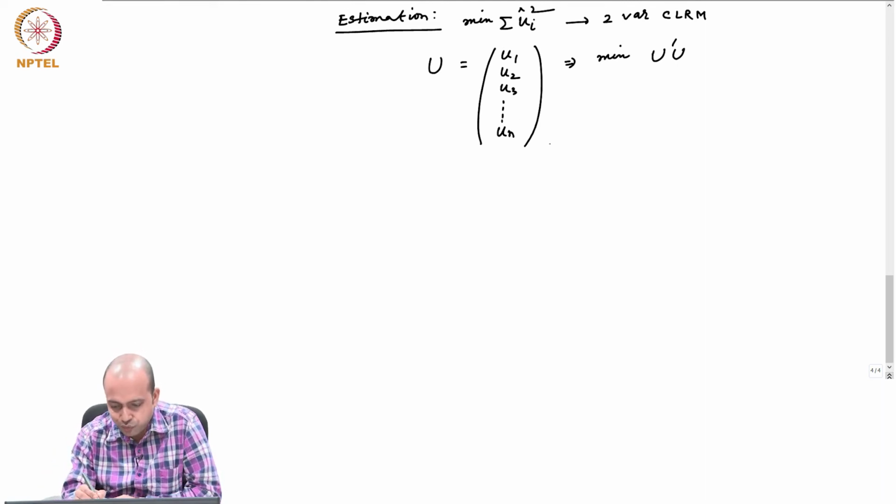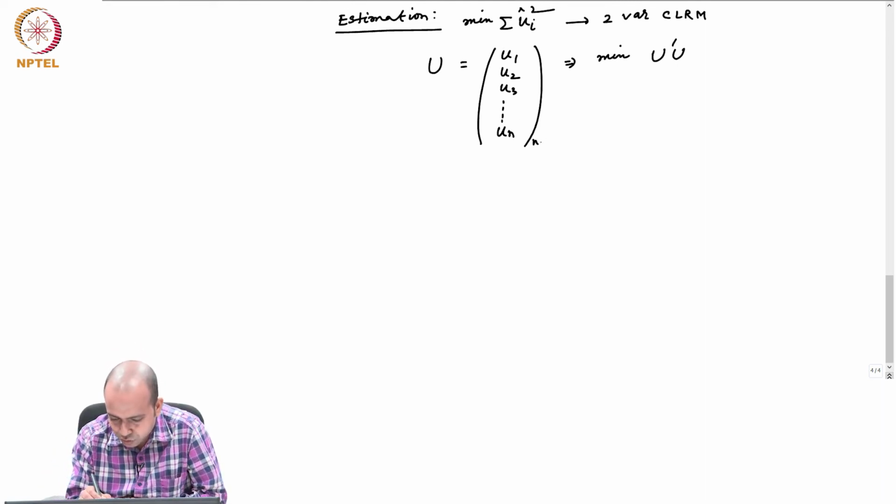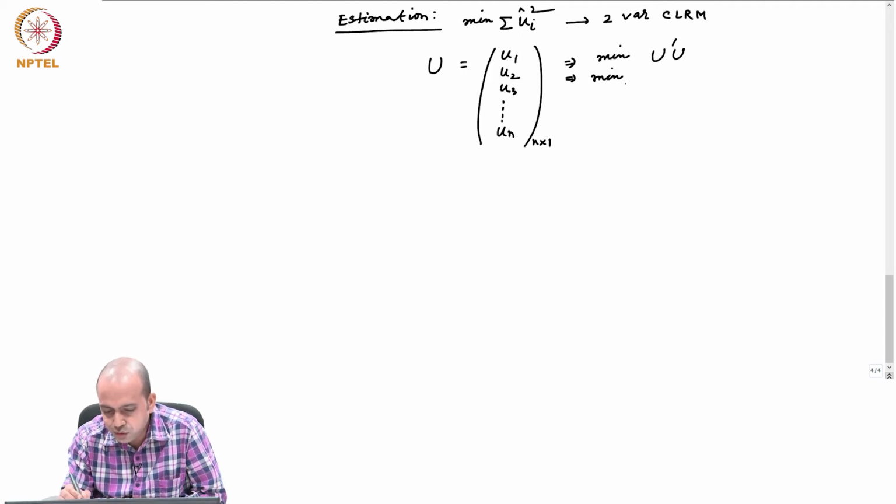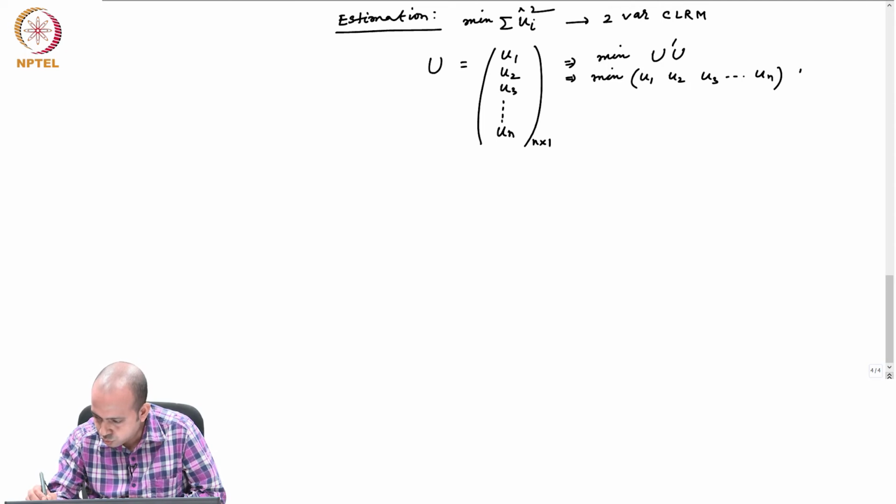This is your u matrix, which is n cross 1. So, you should minimize this. What is u prime u? That means this is a column. So, this would become your u1, u2, u3, dot dot dot un, and that you multiply with u1, u2, u3, dot dot dot un.